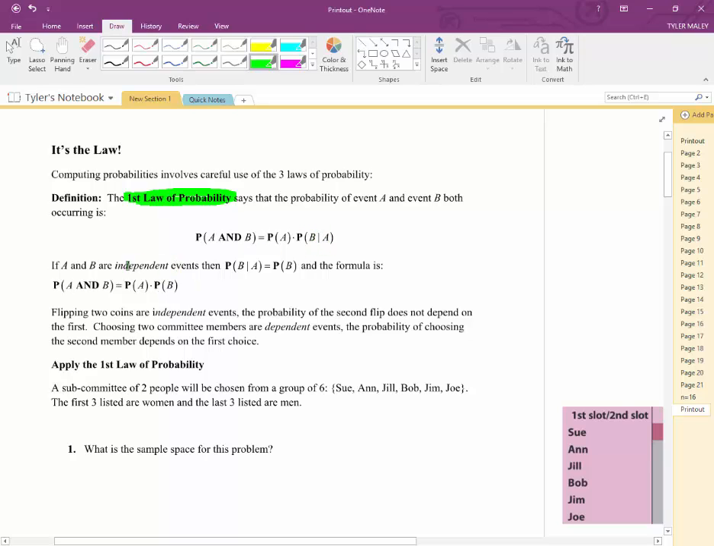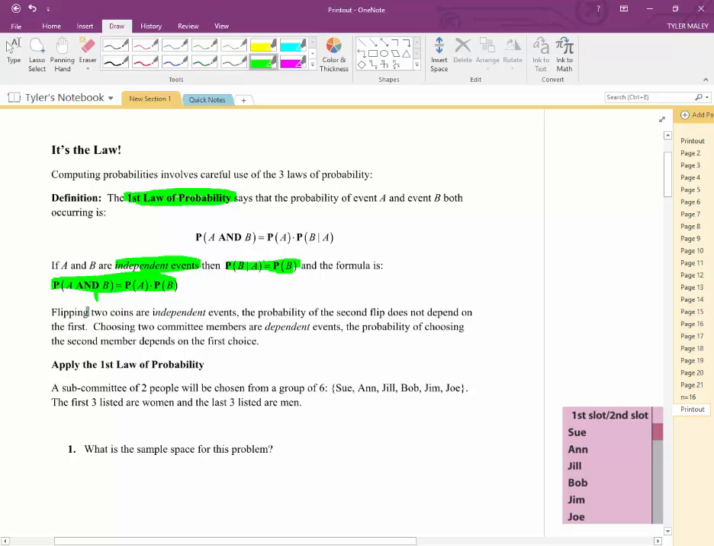And if A and B are independent events, then what that means is that the probability of B given A is equal to the probability of B. So in other words, A does not influence B, right? So they're independent. So if that's true, then we have this formula, right? So this is only for independent events, right?